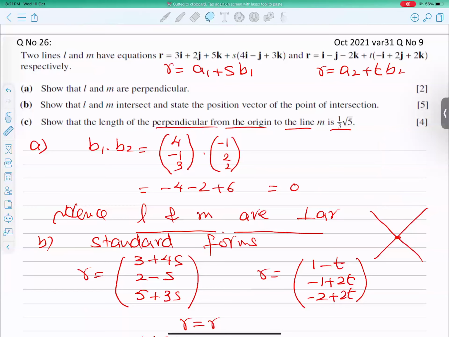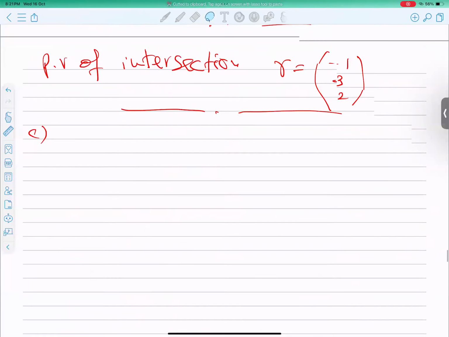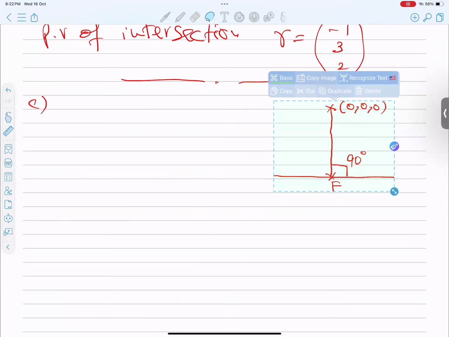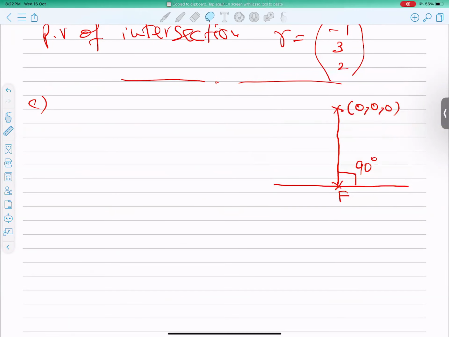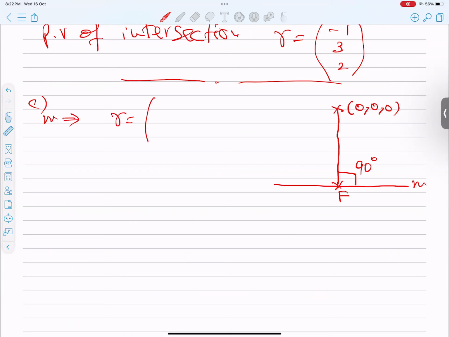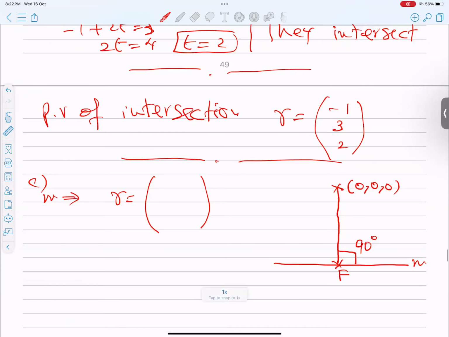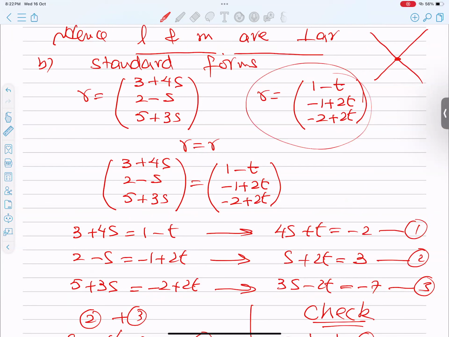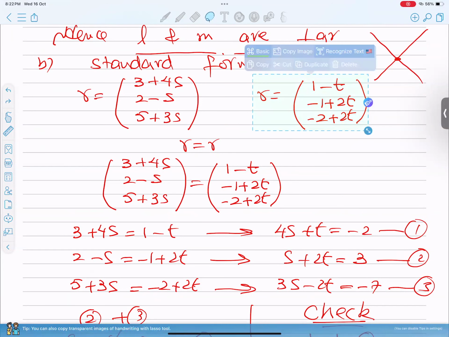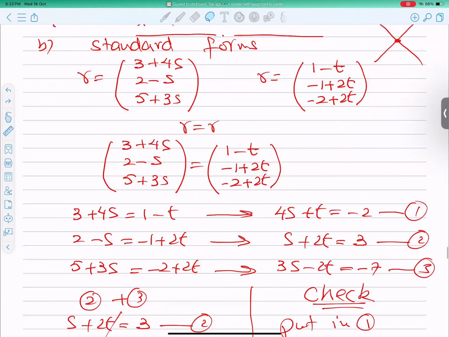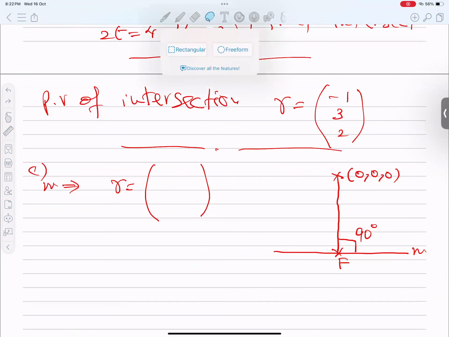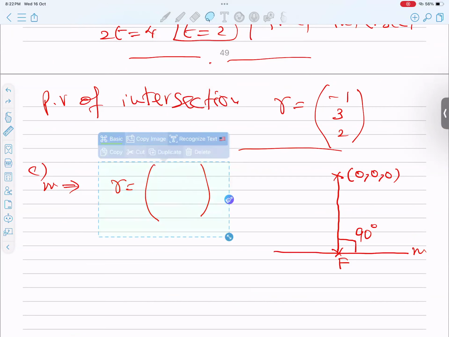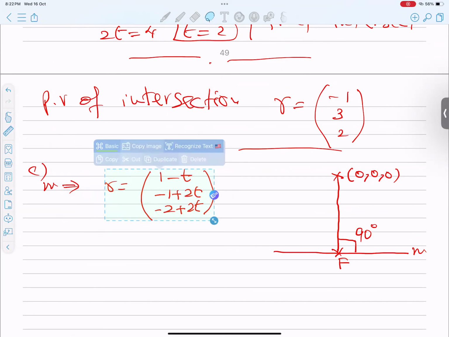Wait a minute. First, I bring the diagram down. Okay, this is the plan, so let's see how we can fulfill it. Let's start. First of all, this line M, you know it very well. I will write its standard form here. What is the logic? I'll tell later. Luckily, the standard form of line M is available here, which I copy from here and bring it down. Paste here. So this is line M.